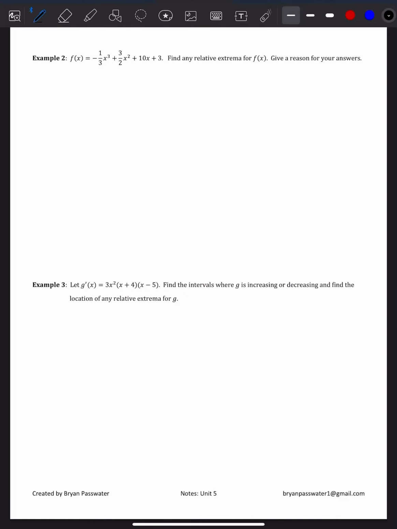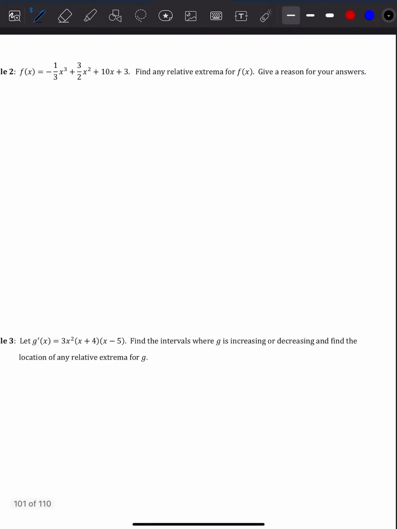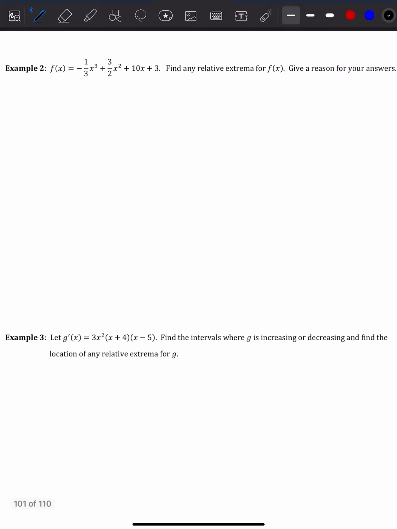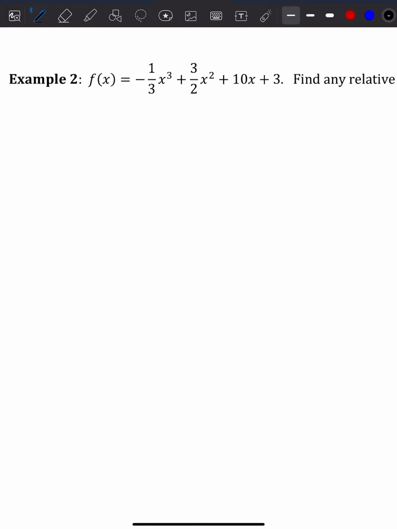Okay, so let's look at this function. f of x is equal to negative 1/3 x cubed plus 3/2 x squared plus 10x plus 3. Find any relative extrema for f of x. So the first thing that we need to do is find our derivative, and we need to find any critical points. So we need to set it equal to 0. So we're going to find f prime.